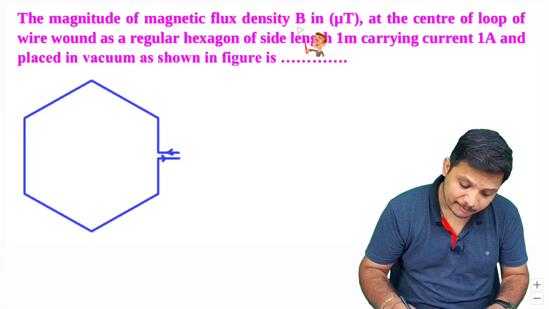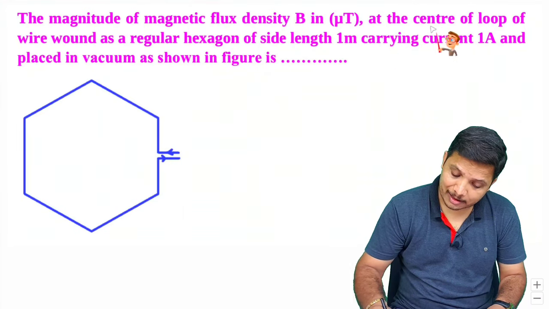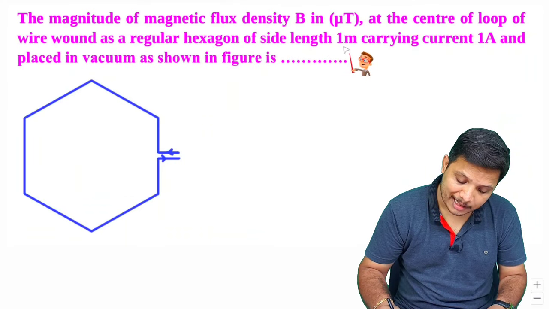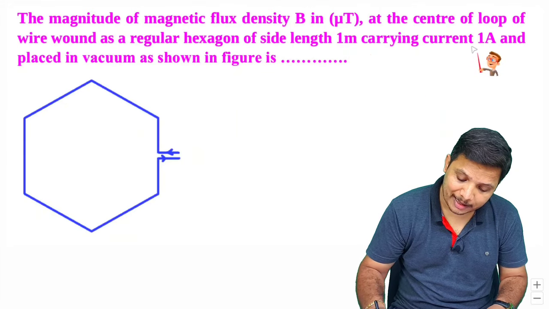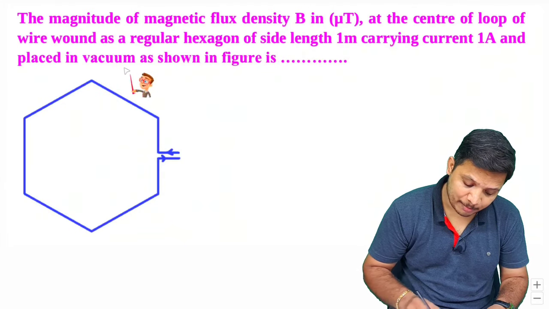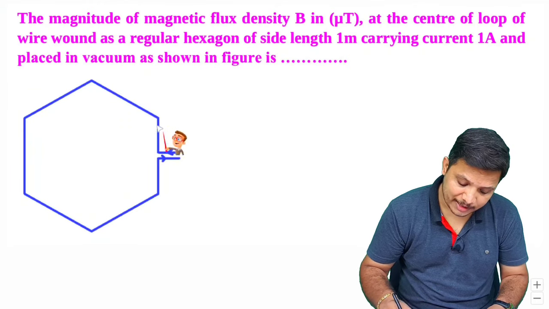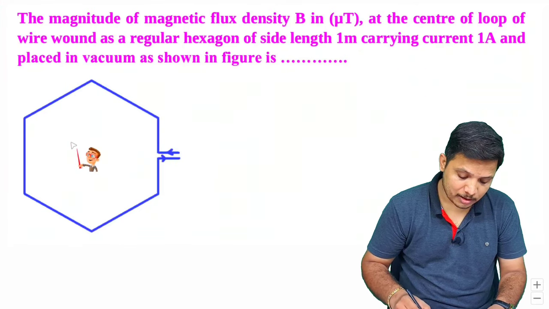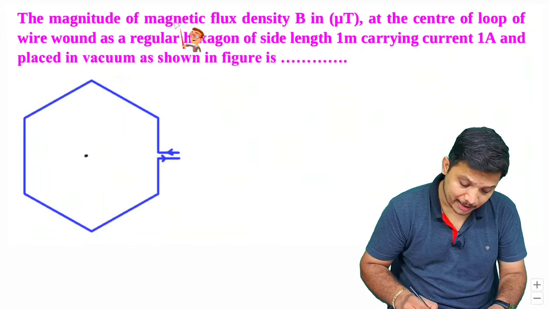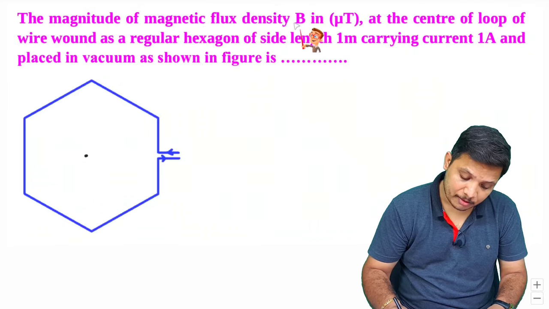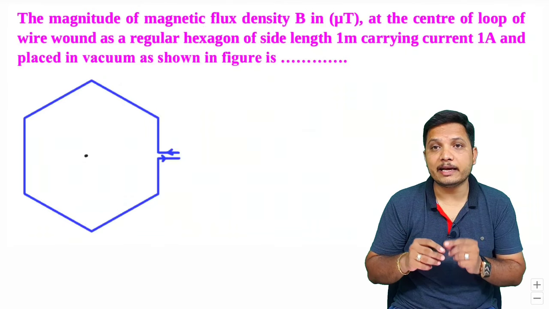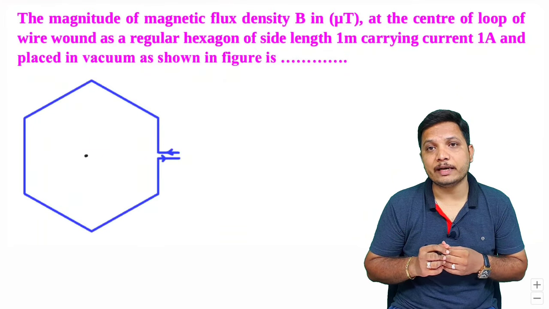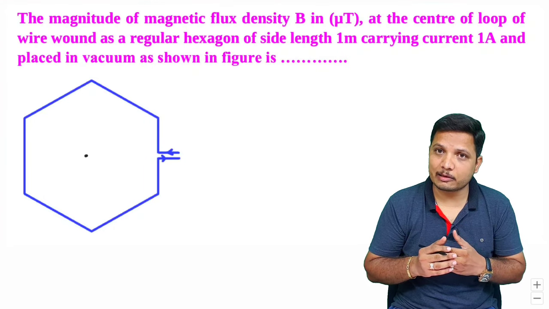The magnitude of magnetic flux density B in micro Tesla at the center of a loop of wire wound as a regular hexagon of side length L equal to 1 meter, carrying current I equal to 1 ampere and placed in vacuum as shown in the figure, is how much? So here in the figure we have been given a hexagon, and at the center we need to find the magnetic flux density. One should know that magnetic flux density and magnetic field are the same, right? So there is no difference in the calculation.